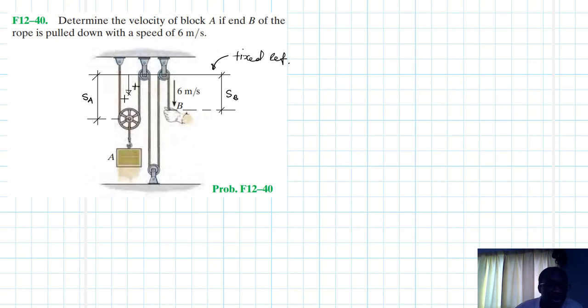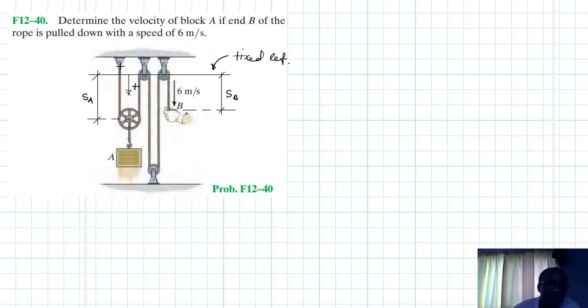And then we do have some constant values that will never change. SA and SB are functions of time, so they are going to be changing as time changes. These are variables. As the rope moves, we expect SA and SB to change, hence we are calling them variables.